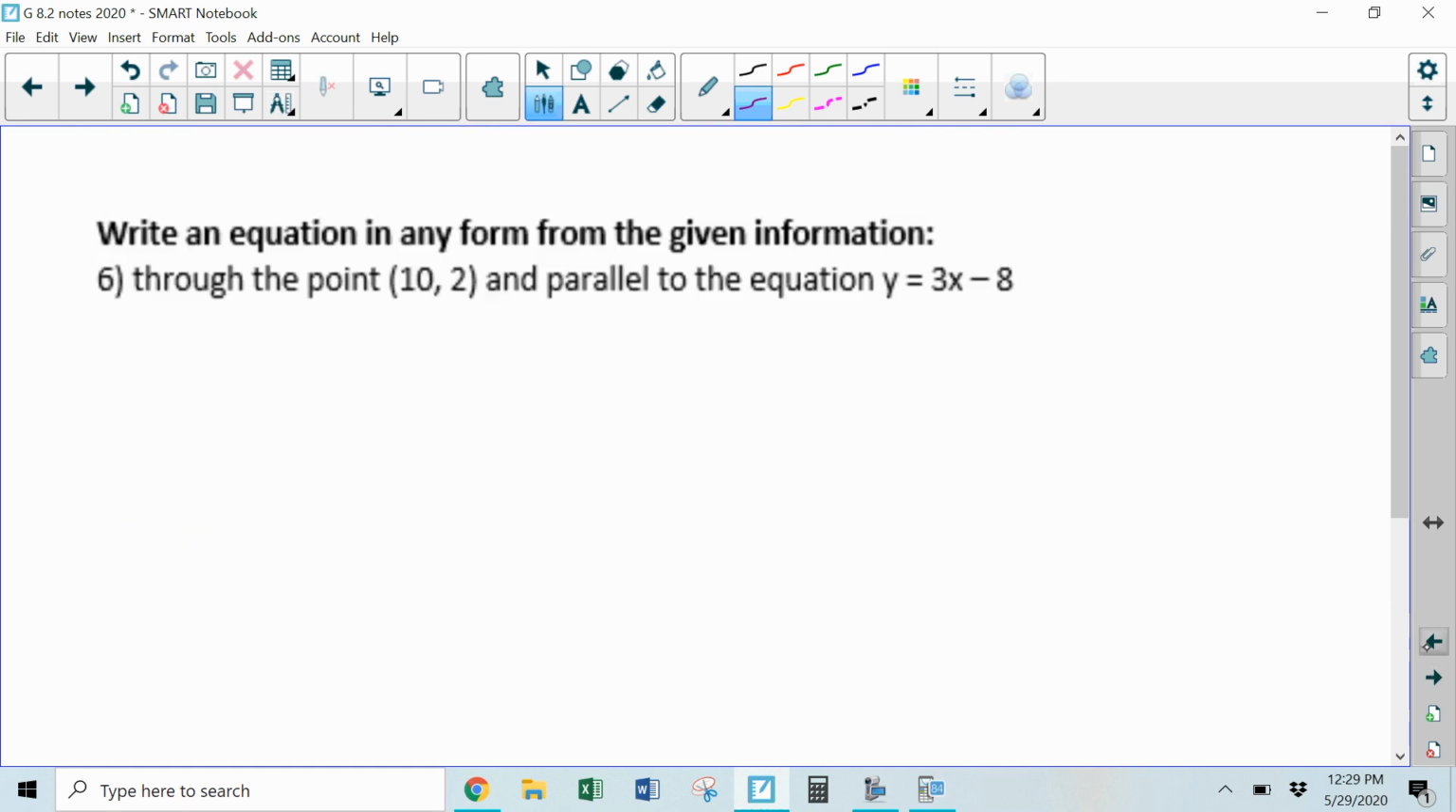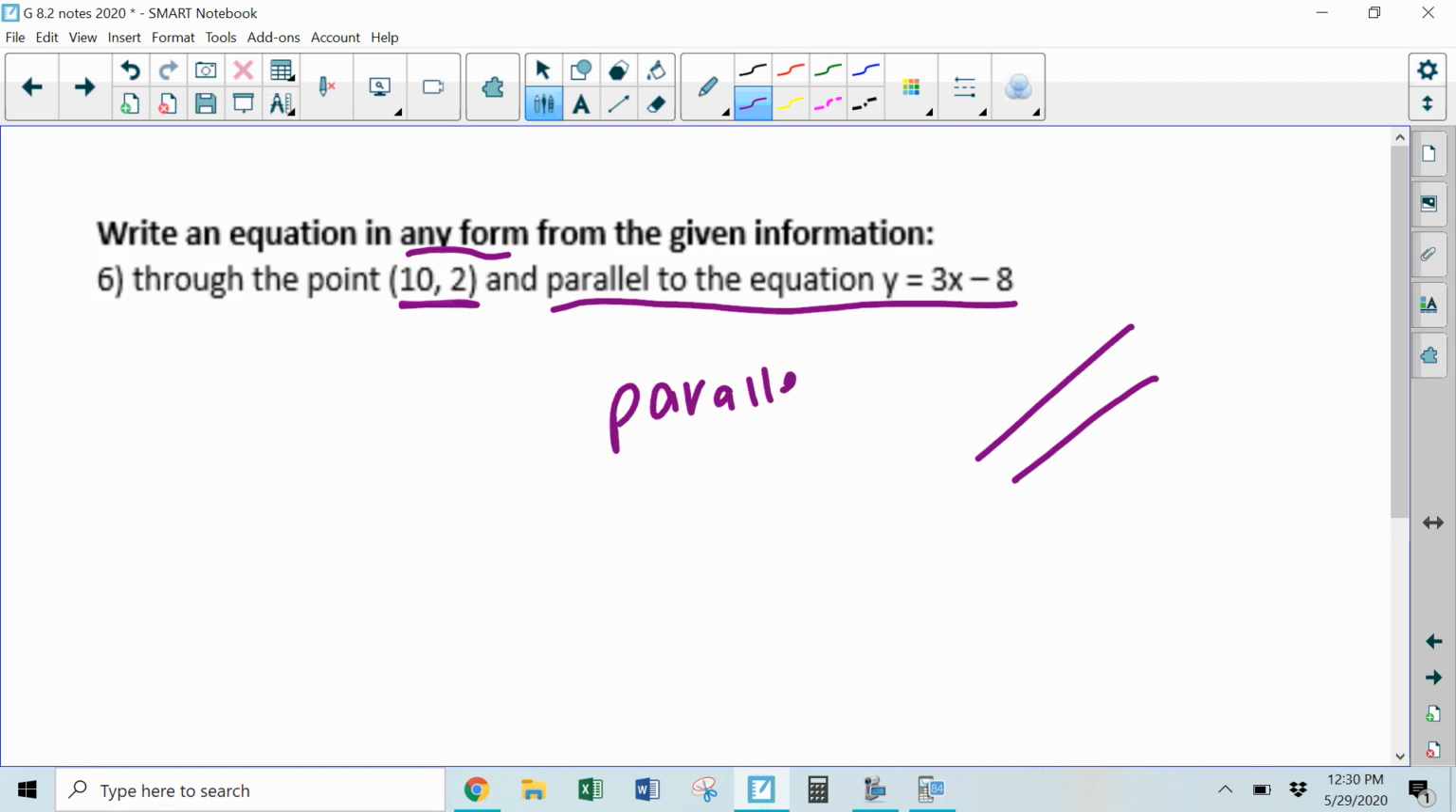Our final question, write an equation in any form from the given information. We have a point and we know it's parallel to this equation. So this is also something you've learned before, but we'll review it. If two lines are parallel, you might want to take notes on this. They have the same slope. So if this has a slope of 5 and this is parallel to it, it will also have a slope of 5.